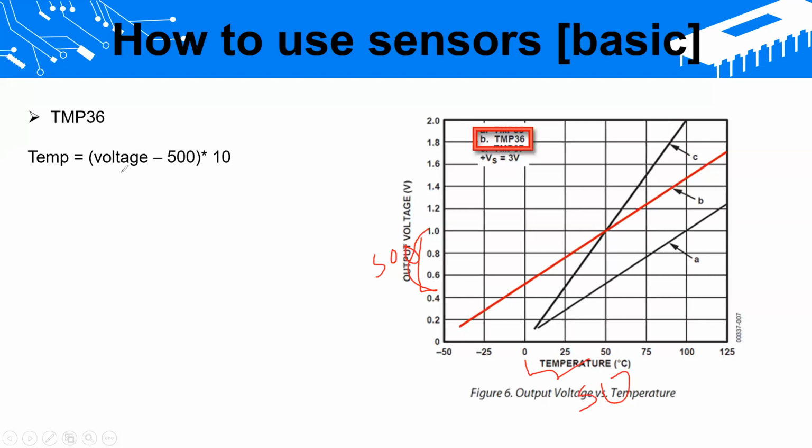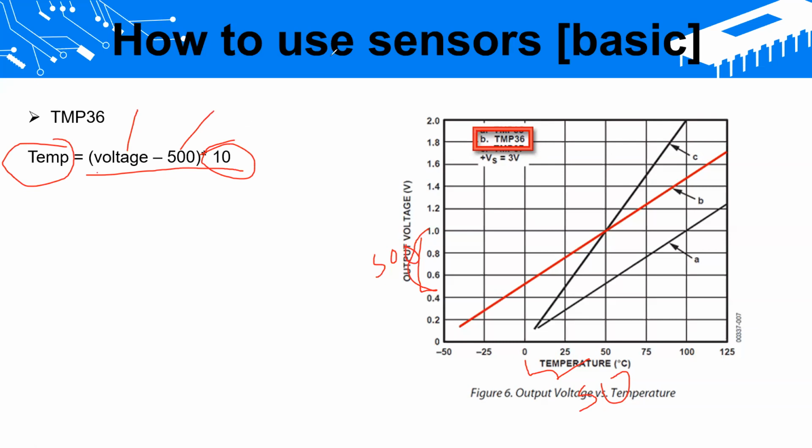So by using this data sheet, you can check on the graphs and come up with that equation. The equation will look like this: first you have to take the voltage in microvoltage level, then subtract 500, then multiply by 10. By doing that, you can get the final temperature value in Celsius.